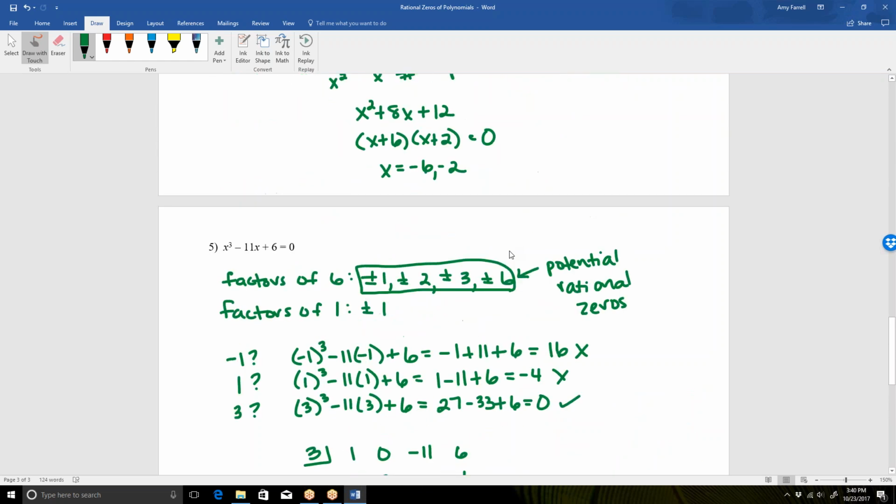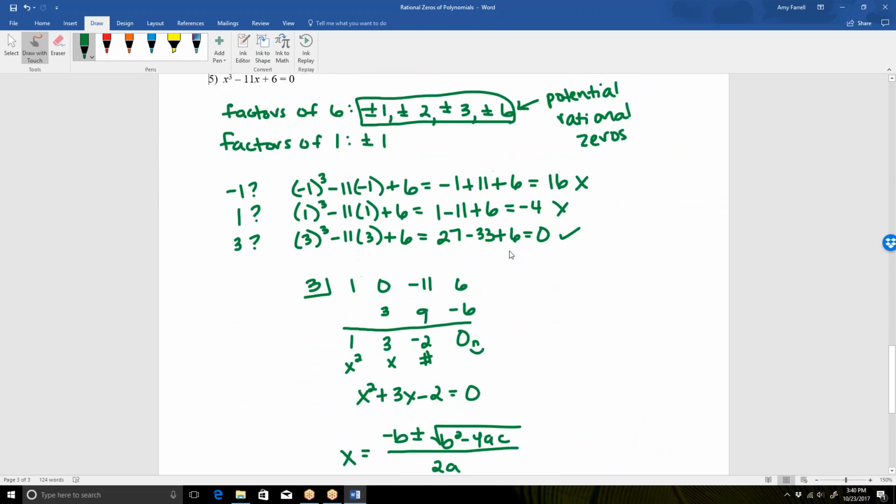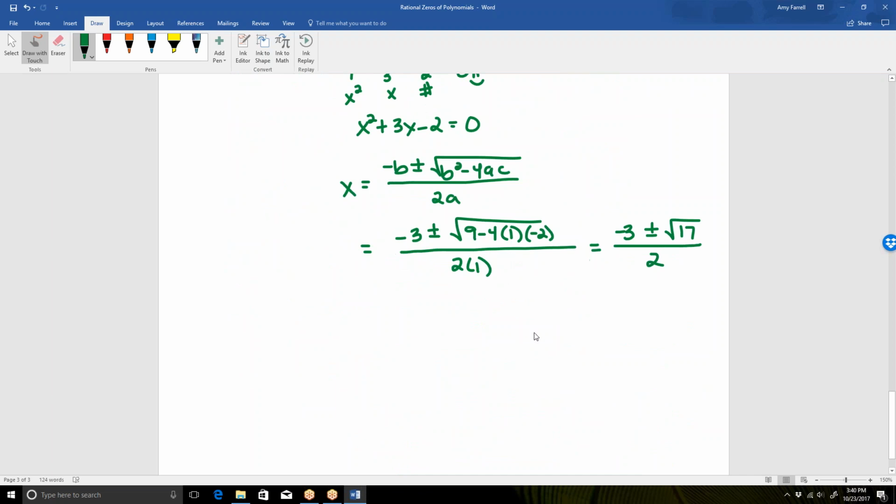But there are 3 solutions. I guess I never started writing down my solutions. Okay, so one solution is the number 3. I apologize. The number 3, as well as -3 minus square root 17 over 2, as well as -3 plus square root 17 over 2.